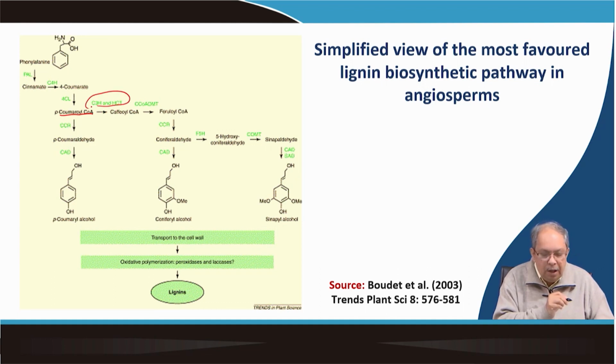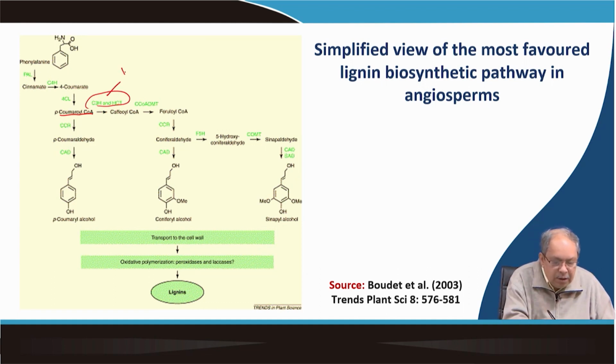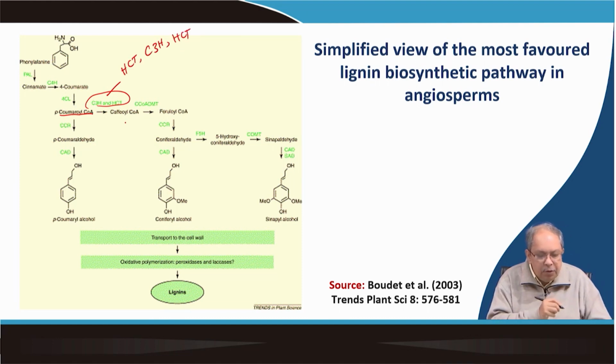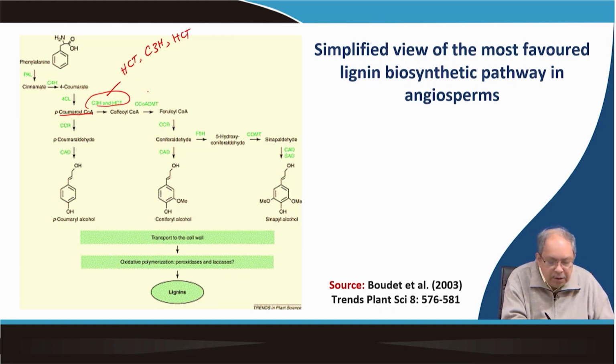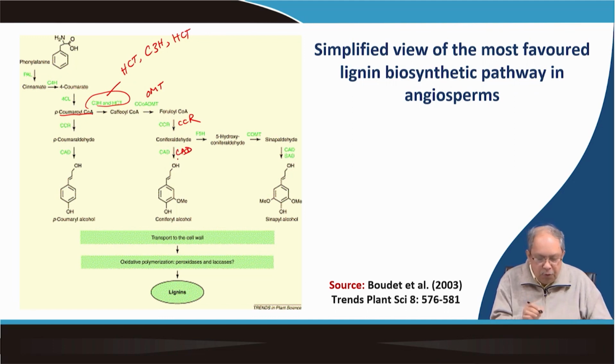Okay. And so basically what is here: HCT, C3H, again HCT, then it makes caffeoyl CoA, then caffeoyl CoA methyl transferase, basically OMT, which makes ferulyl CoA. Ferulyl CoA, by the action of CCR, cinnamoyl CoA reductase, makes coniferaldehyde, and coniferaldehyde by the action of CAD makes coniferyl alcohol, which is one of the monolignols contributing towards the G lignin.